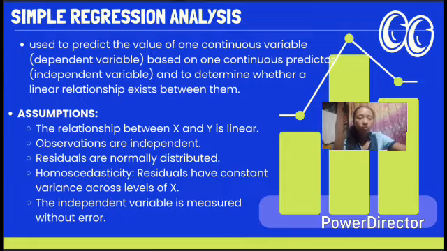So the assumptions of simple regression analysis are the following. First is the relationship between x and y is linear. Second is the observations are independent. Third, residuals are normally distributed. Fourth, homoscedasticity, or residuals have constant variance across levels of x. Next is that the independent variable is measured without error.